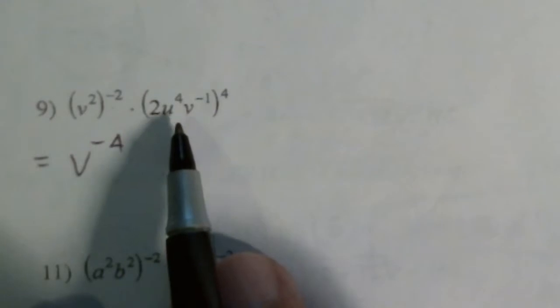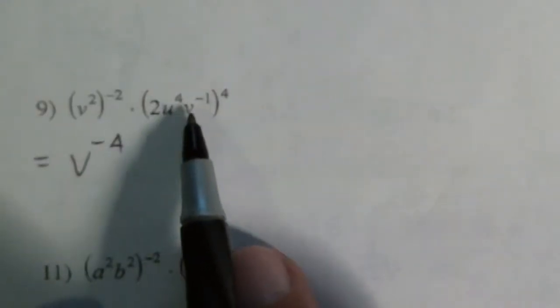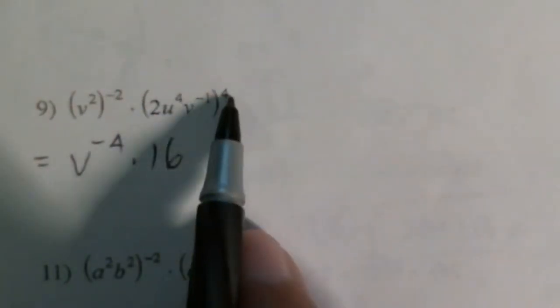V squared raised to the negative 2. That's the power rule, so I just multiply those together. That gives me v to the negative 4. Now over here in the second set of parentheses, the 2 is being raised to the 4th. Don't forget that. 2 times 2 times 2 times 2. That's going to give me a 16. Then for the u's, I multiply the exponents. That's the power rule. 4 times 4 gives me u to the 16. Negative 1 times 4 gives me v to the negative 4.